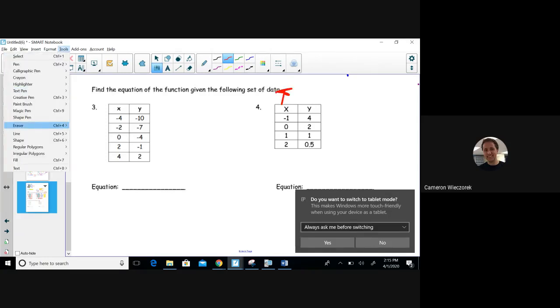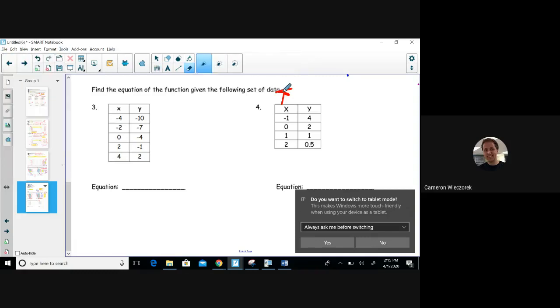Let's get the eraser tool going. Come on. There we go.